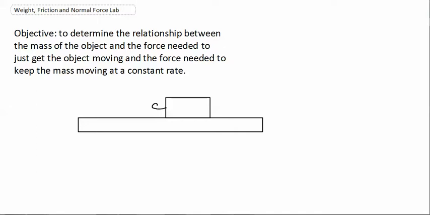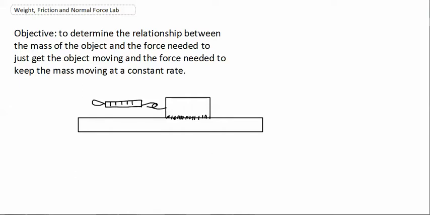So we can hook to it our spring scale, and it has a little loop over here for you to pull with, and little increments there. And there's rough sandpaper here, so I'm going to make it look kind of scratchy right there.